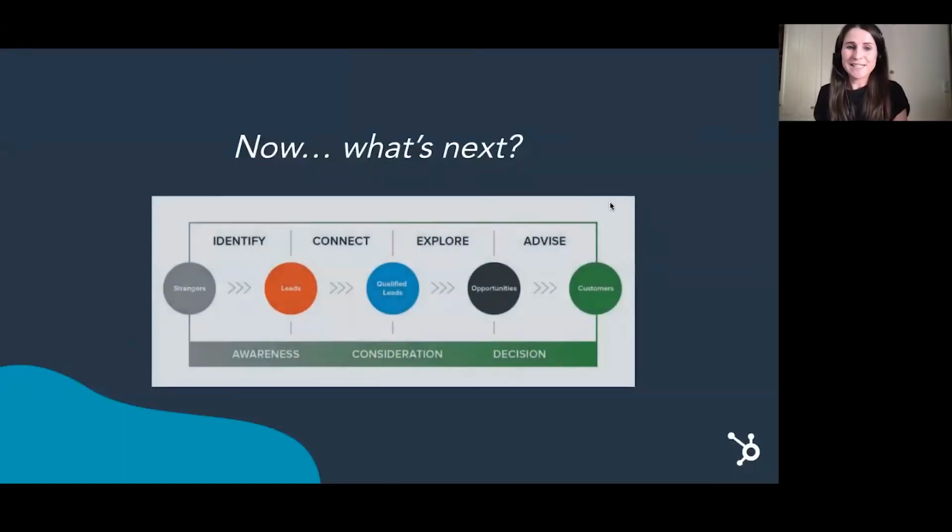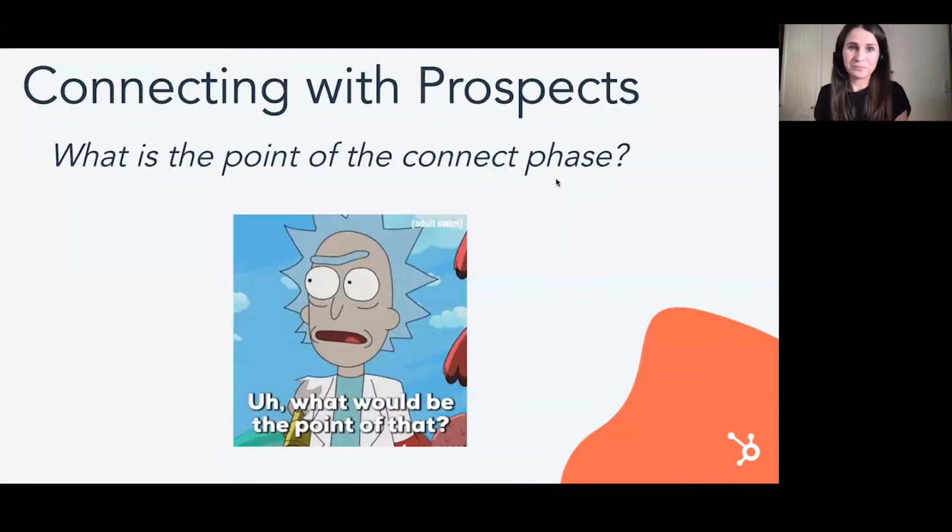So what's next? I talked a bit about identify. Now going into connect. So once you've identified those leads, going into the connect stage. Here's a Rick and Morty gif. So what is the point of the connect phase?